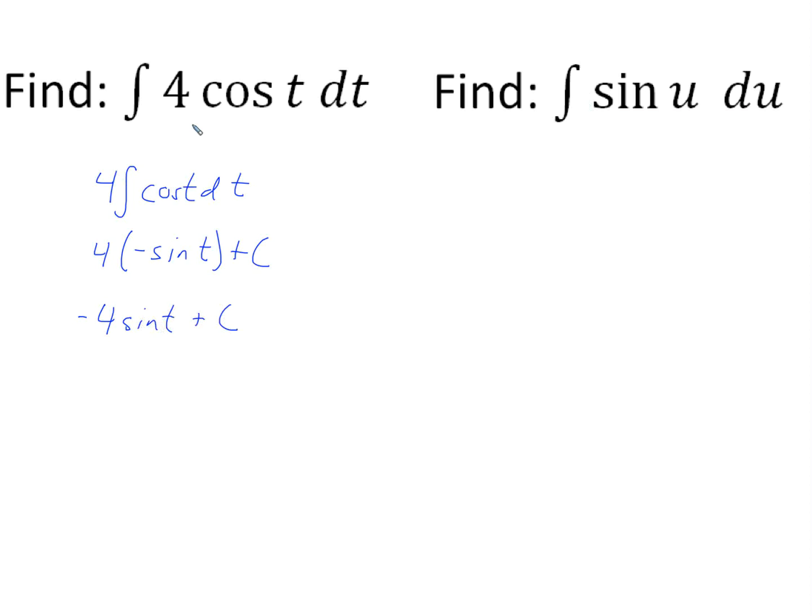That's incorrect. Sorry, the integral of cosine is positive sine. I was thinking backwards there. So this is positive. But here we will have a negative: the integral of sine of u. Well, the derivative of cosine is negative sine, so we're going to have to say negative cosine of u plus c. So that is correct. Sorry about that mistake over here.